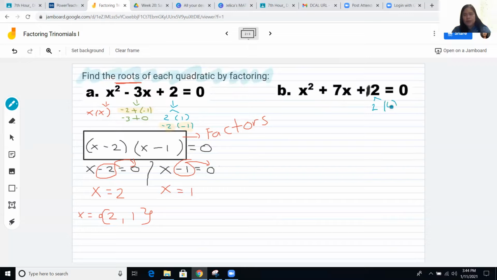Let me just put parentheses so that you will not get confused, because we're multiplying for factors. And then we have also 3 and 4. We have also 12 times 1. And take note, we can also use negative numbers for factors. Remember that negative times negative will give you positive. So you may also use negative 2 times negative 6 in here, same as negative 3 times negative 4. And then we have also negative 12 times negative 1.